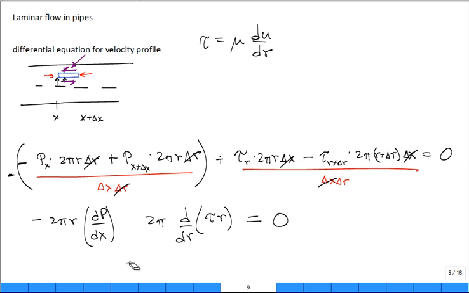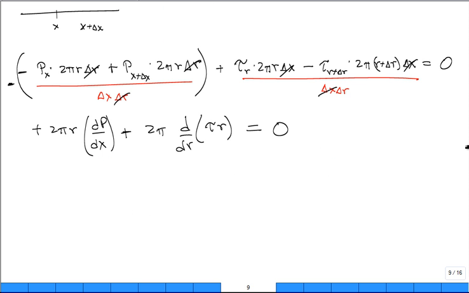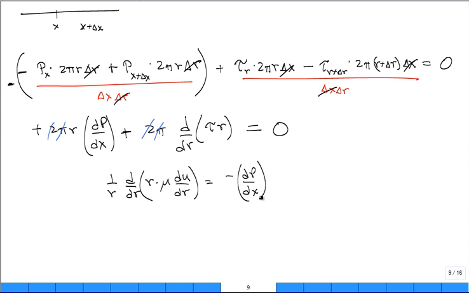Also, this was a minus sign. So since they're both minus, turn them into positive. All right. Can we get rid of the 2 pi's? Sure. And so we're left with 1 over r, derivative with respect to r, of r times mu du dr is equal to minus dp dx. I know I did a lot, and maybe I could have done it in more steps, but did you follow it?